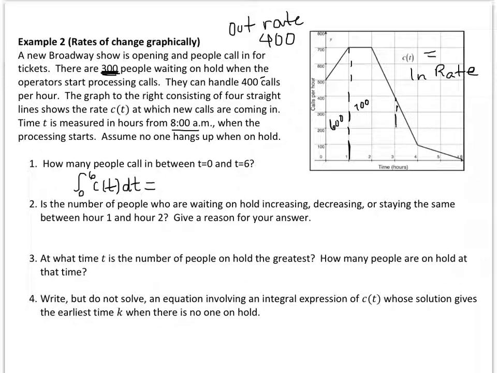This up to 3 is 550. Between 3 and 4 is 250. And between 4 and 6 is 100. And again, I just did those by calculating areas, dividing things into rectangles and triangles. So there we have it. So the integral from 0 to 6 then is just the sum of all those areas. So 600 plus 700 plus 550 plus 250 plus 100 gives me a total of 2,200 calls, or 2,200 people call in.